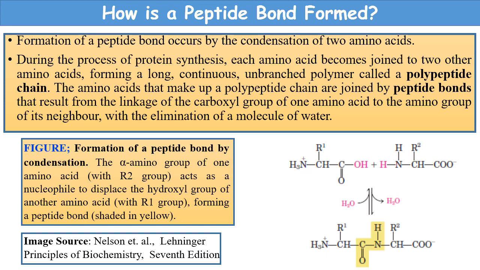Here in the figure, there is a demonstration of a peptide bond which is formed by condensation, as you can see. The alpha amino group of one amino acid acts as a nucleophile to displace the hydroxyl group of another amino acid, forming a peptide bond. As you can see, it is shaded in yellow.